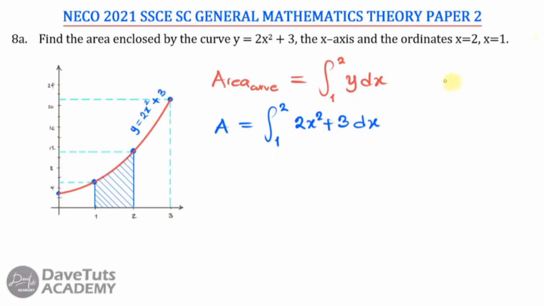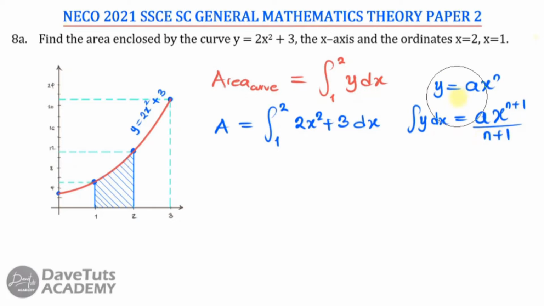Now, generally, if you want to find the integration of a function, if y is, let's say, ax^n, okay, the integral of y dx is going to be that a, the coefficient, multiplied by x, then we increase the power by 1 and divide by the new power. So this is the means of actually going about solving for integration of a function, and that is what we are going to make use of in this particular case.